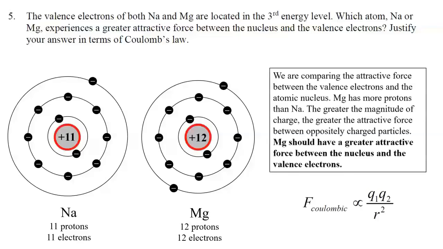So here we are comparing the attractive force between the valence electrons and the atomic nucleus. Since magnesium has more protons than sodium, there is a greater magnitude of charge on the nucleus. And the greater the magnitude of charge, the greater the attractive force between the nucleus and the electrons. So the correct answer to number 5 is that magnesium should have a greater attractive force between the nucleus and the valence electrons. So this question was about the magnitude of charge. It was not really about the distance.